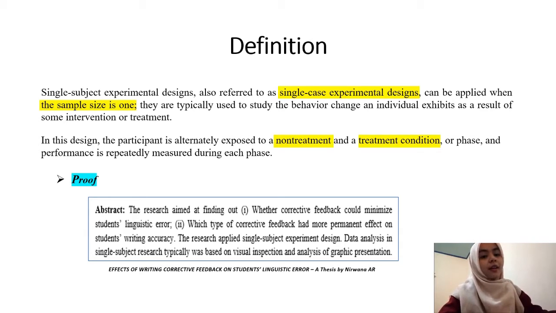Okay, the next, let's see the proof. The researcher aimed to find out whether corrective feedback could minimize students' linguistic error, and which type of corrective feedback had more permanent effect on students' writing accuracy through single subject experimental designs.